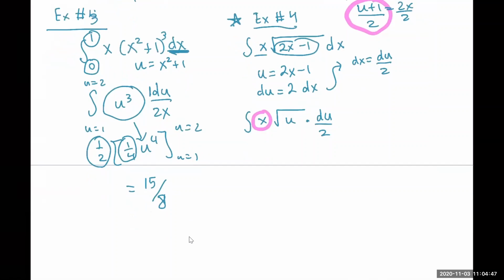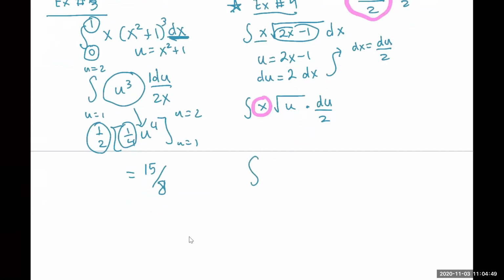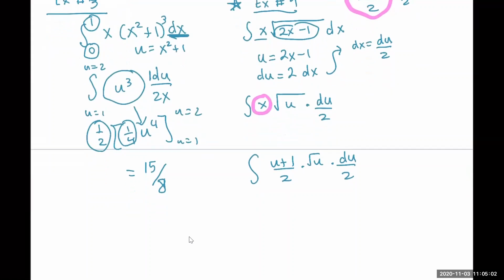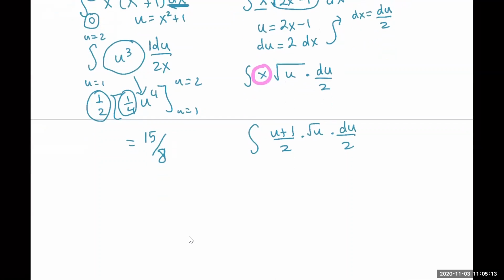So it becomes the integral of u plus 1 over 2 times the square root of u times du over 2. In the chat, can you type out what constant you can pull out to the front so that it's not so messy looking here? Okay, so you can pull out the over 2 and the over 2 and make that 1/4 out front.